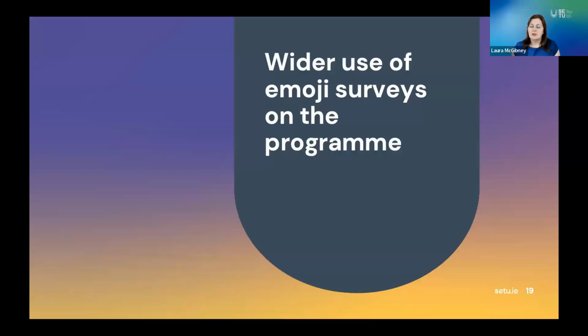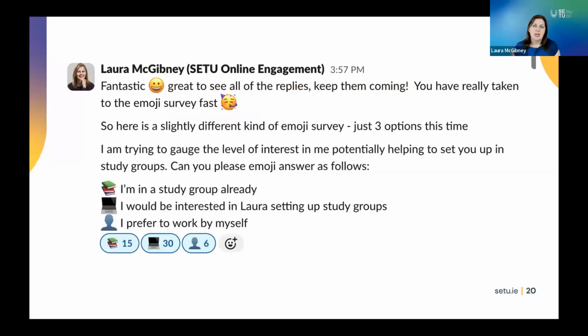Then there's a wider use of emoji surveys on the program as well. So this is a different kind of use. Because it was working so well, I tried this one. So we set up study groups when they start. I should also say that we have one on-site a semester, which is great, and that is really beneficial for helping people to connect. Obviously, the gold star is in person, but not everybody can make it to the on-sites. So sometimes we offer different ways for them to connect. So I do virtual meetups, as I said, but also study groups.